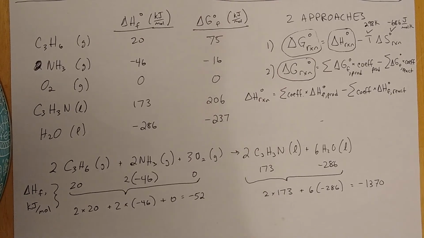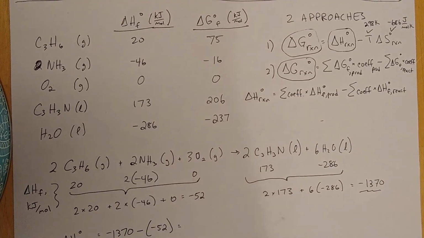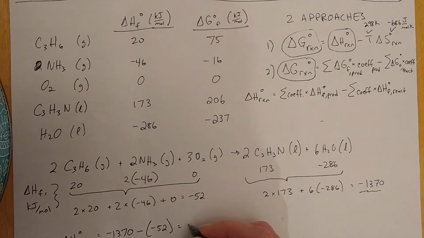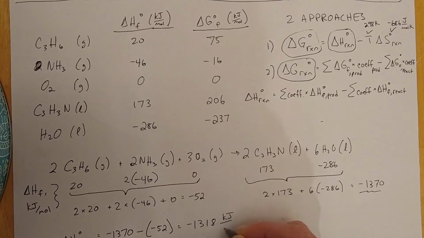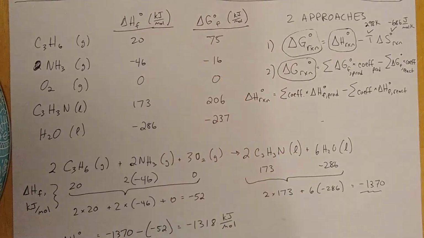And so now I've got my sum of the products and my sum of the reactants. So our enthalpy of reaction for this particular reaction is going to be our sum of the products, minus 1370, minus the sum of the reactants. So this ends up giving me negative 1,318 kilojoules per mole. The units come from the original units that were on all of those enthalpies of formation.